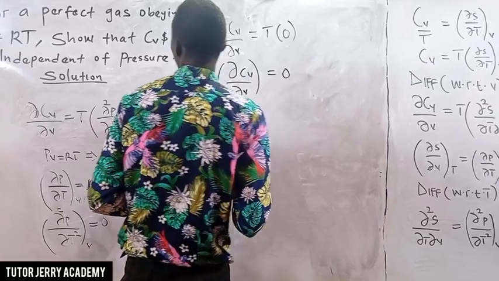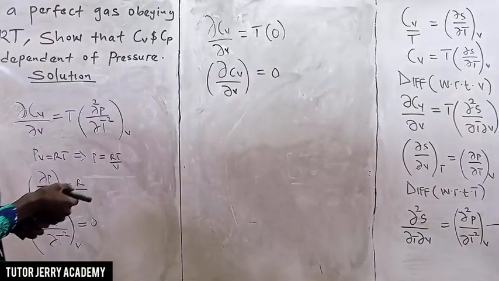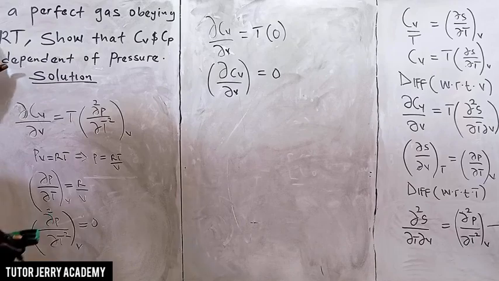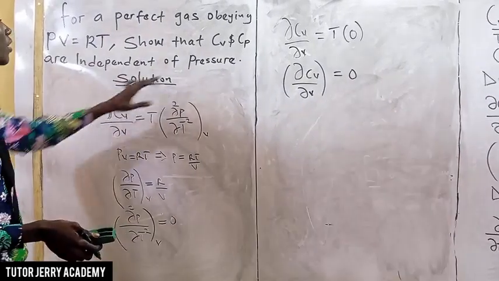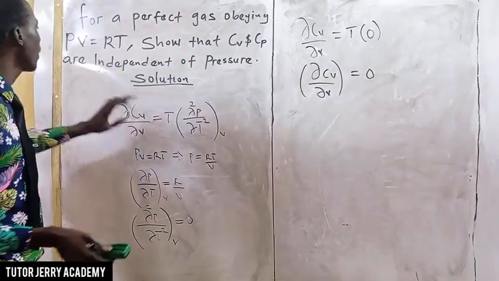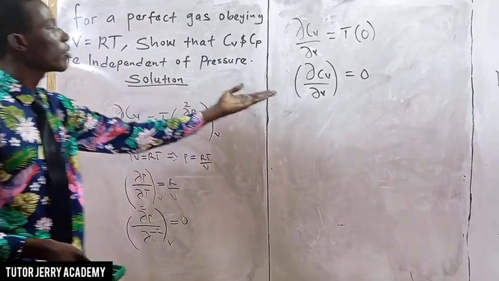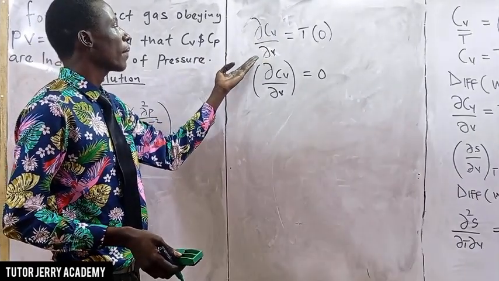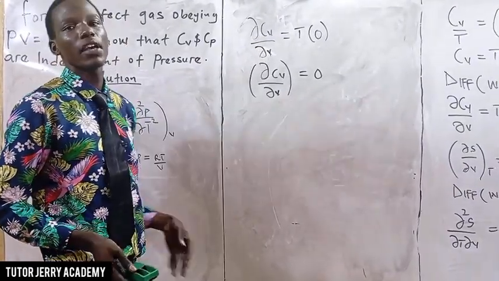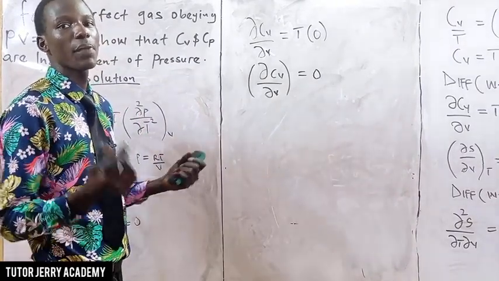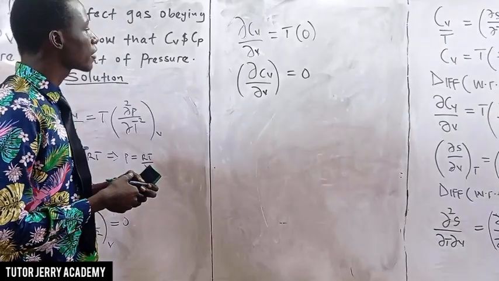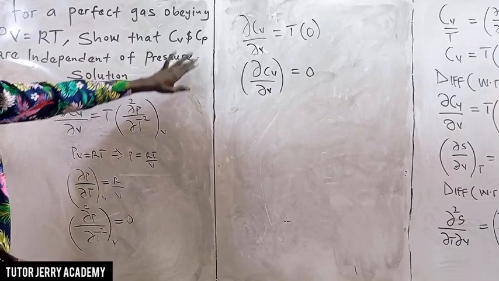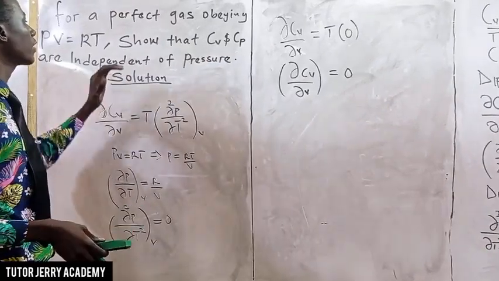So now you can see from this equation that for a perfect gas obeying PV is equal to RT, we are asked to show that Cv and Cp are independent of pressure. From here you can see that the partial derivative of Cv over the partial derivative of V is equal to 0, that is, it's independent of pressure. So next, we are going to be showing that Cp also is independent of pressure.